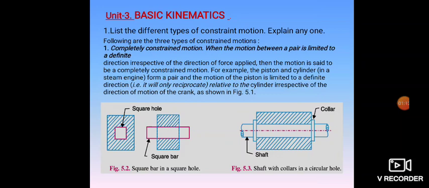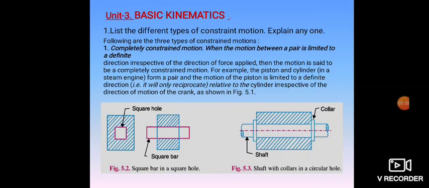When the motion between a pair is limited to a definite direction, irrespective of the direction of the force applied, then the motion is said to be completely constrained motion. Examples where completely constrained motion is used: the piston and the cylinder in a steam engine. The motion of the piston is limited to a definite direction.